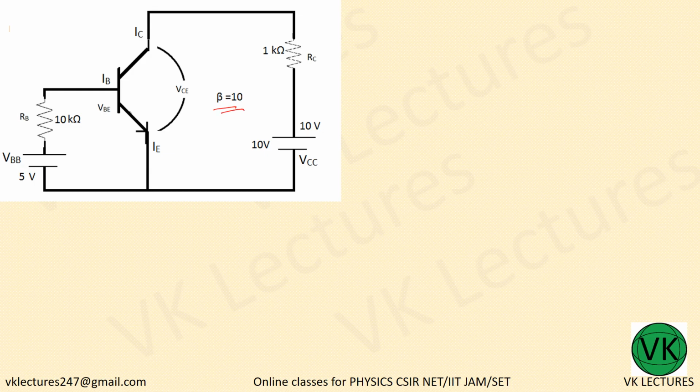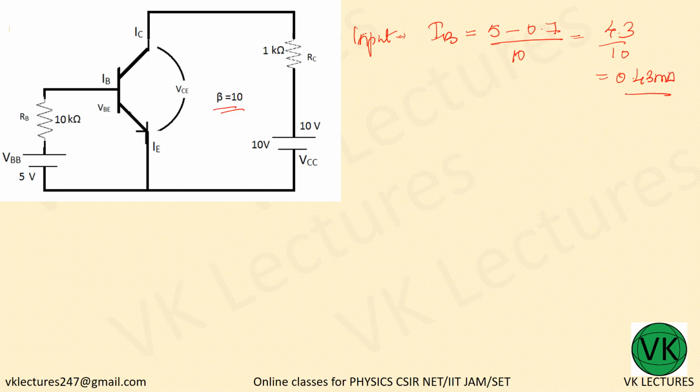So here beta value is 10. In the input side you can find IB is equal to 5 minus 0.7 divided by RB, that is 10. So this is 4.3 divided by 10, that is equal to 0.43 milliampere. Okay. Now what is IC? IC is equal to 4.3 milliampere. Why? Because we multiply by the beta.